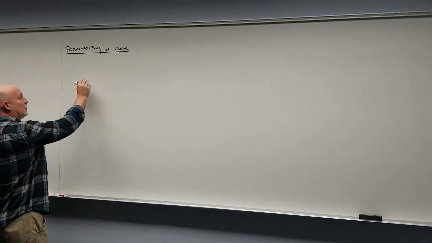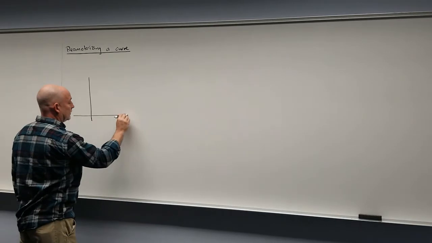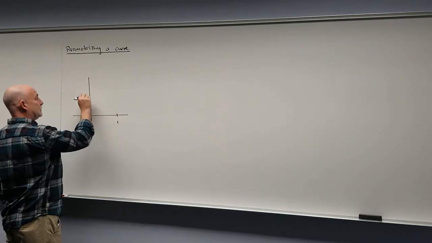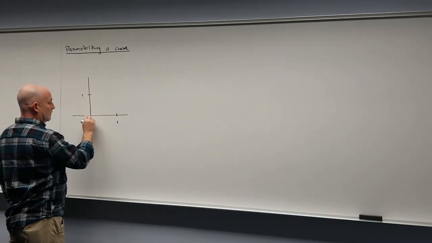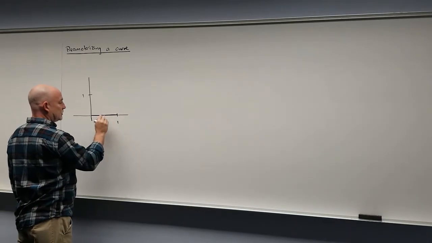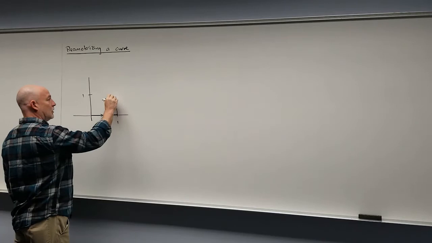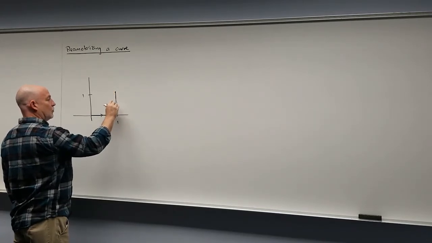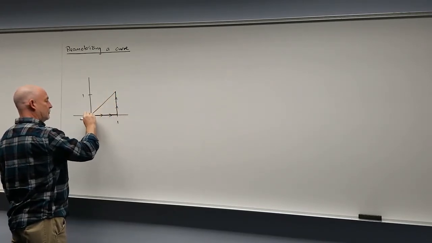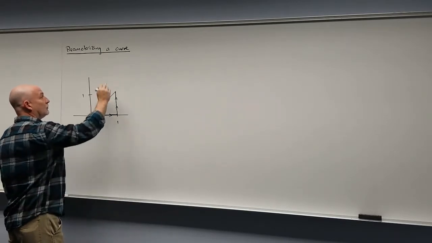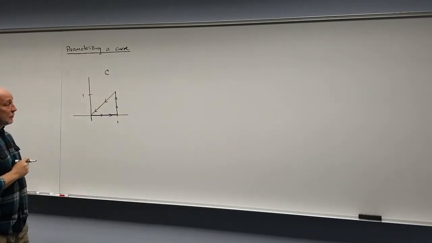So let's take some odd looking curve here. Let's make it easy. Let's say that our curve looks like this. We start at the origin, we head over to the point (1, 0), we head up to the point (1, 1), and then let's say for fun we go back to the origin. So this is our curve C that we're going to find.